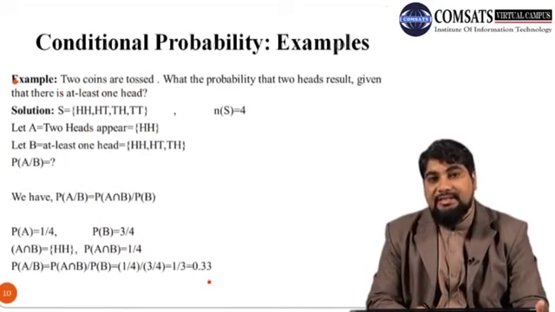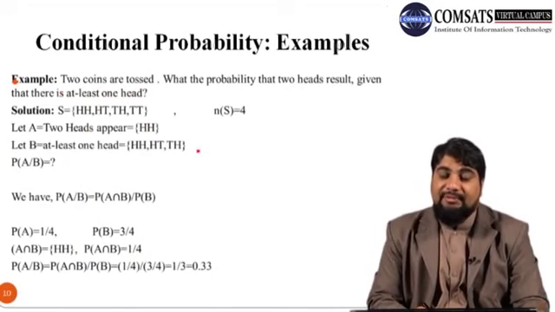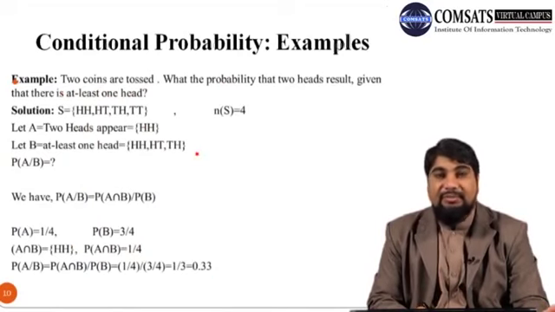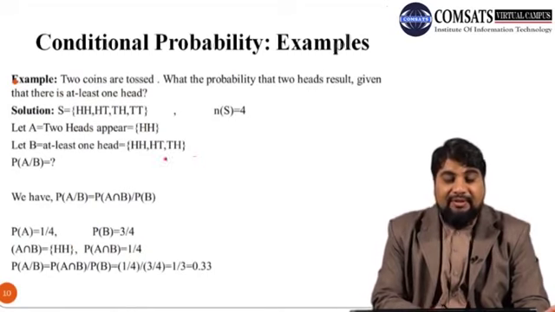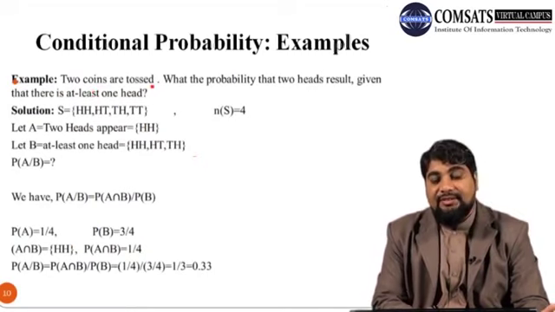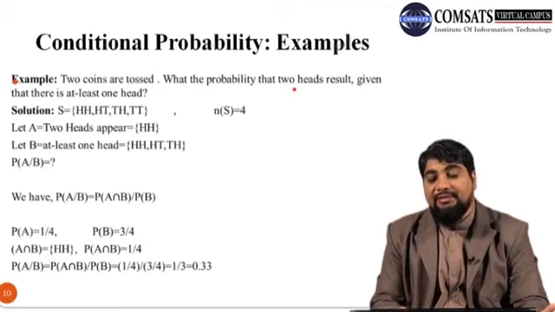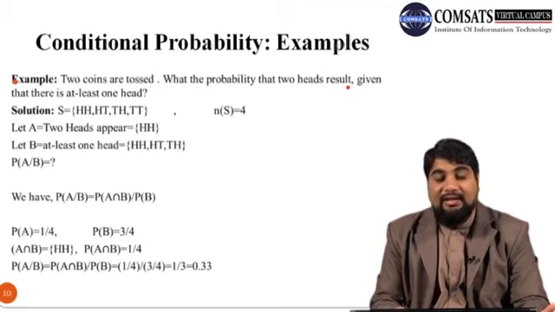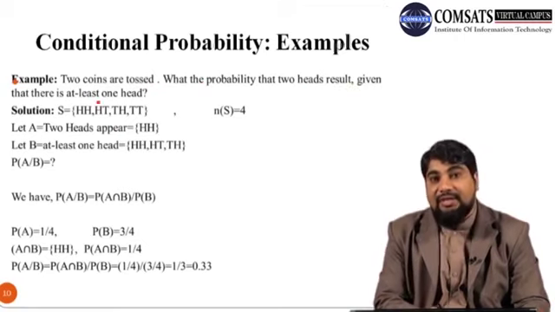So let us consider some examples related to this conditional probability topic. Two coins are tossed. What is the probability that two heads result given that there is at least one head?